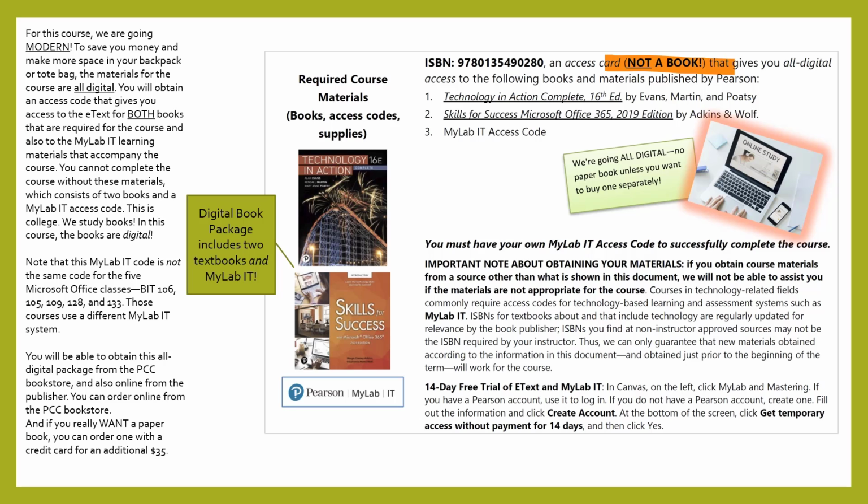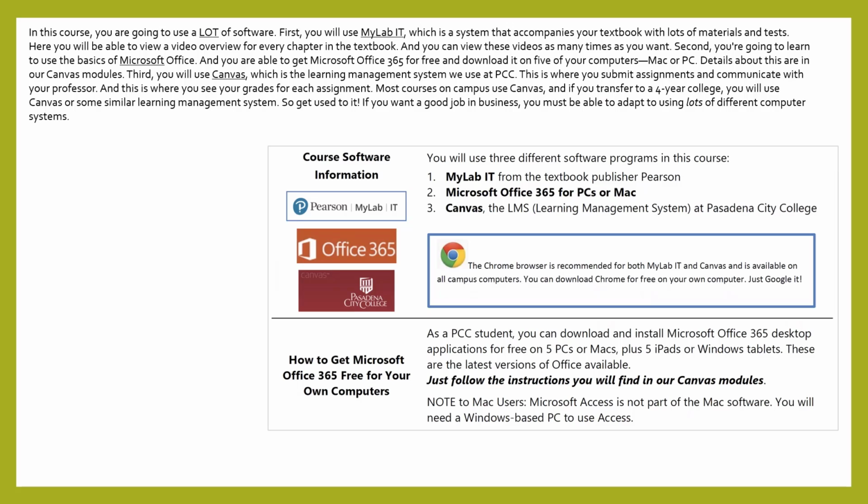You will be able to obtain this all-digital package from the PCC bookstore and also online from the publisher. You can order online from the PCC bookstore, and if you really want a paper book, you can order one with a credit card for an additional $35. In this course, you are going to use a lot of software. First, you will use MyLab IT, which is a system that accompanies your textbook with lots of materials and tests.